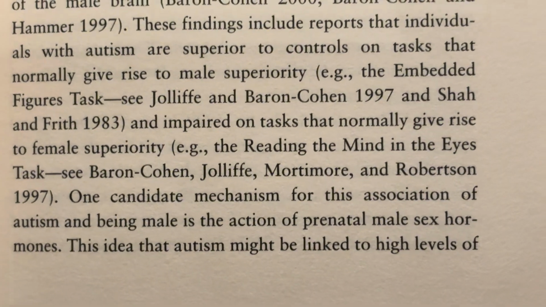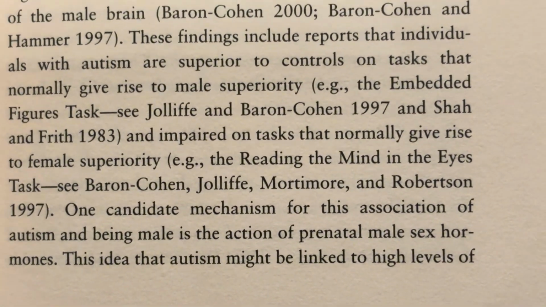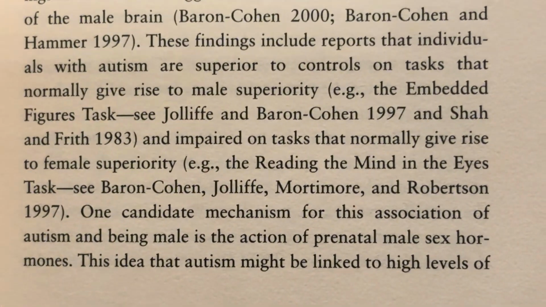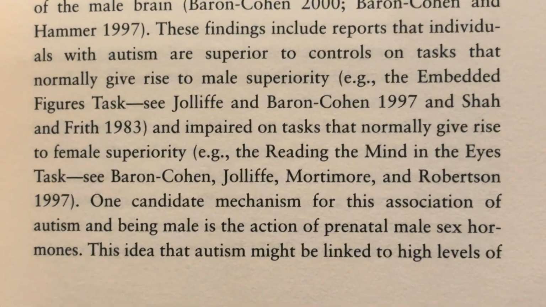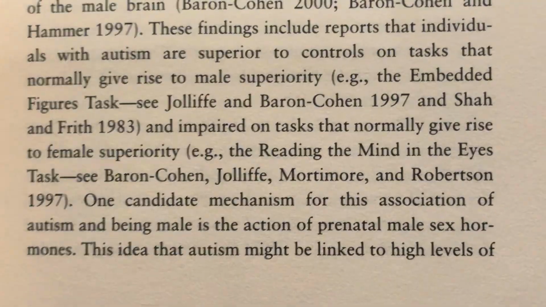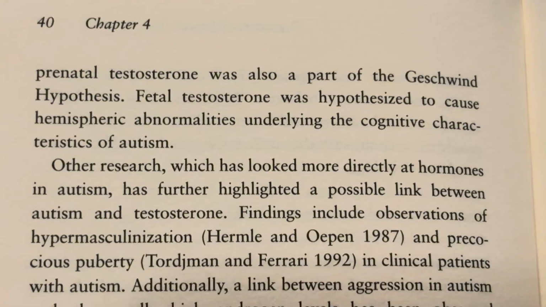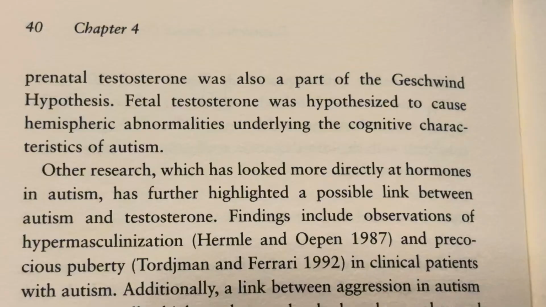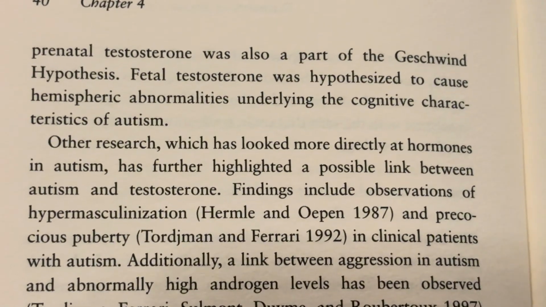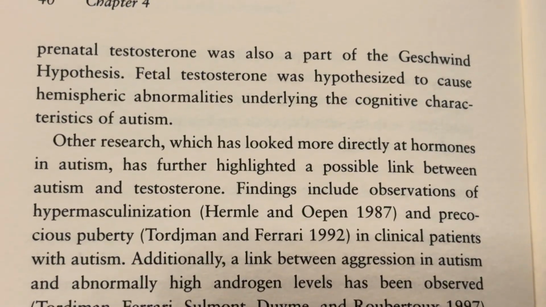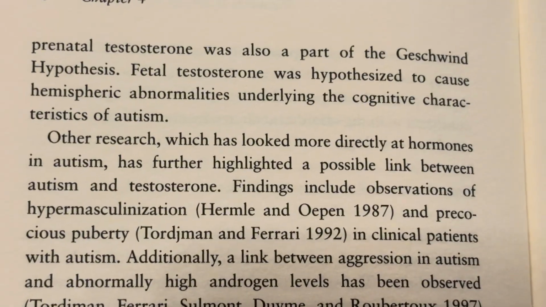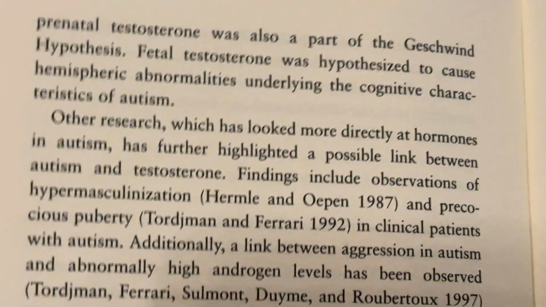One candidate mechanism for this association of autism and being male is the action of prenatal male sex hormones. This idea that autism might be linked to high levels of prenatal testosterone was also a part of the Geschwind hypothesis. Fetal testosterone was hypothesized to cause hemispheric abnormalities underlying the cognitive characteristics of autism.